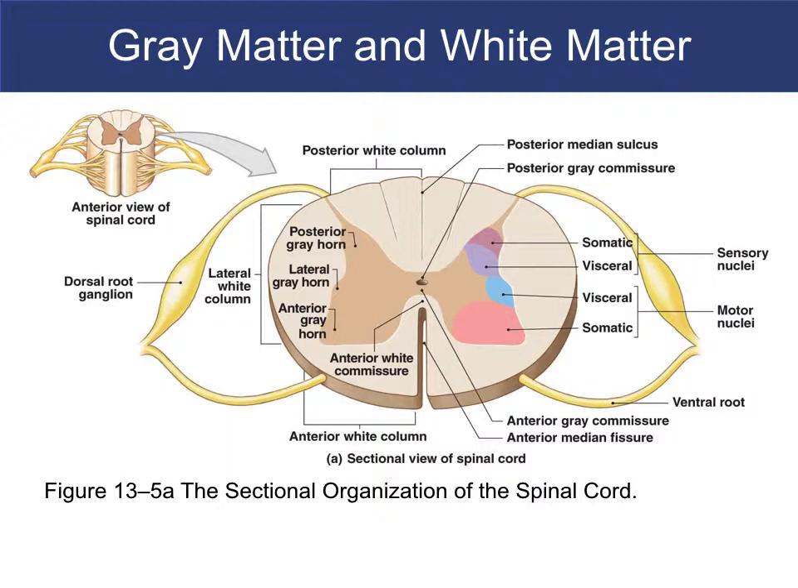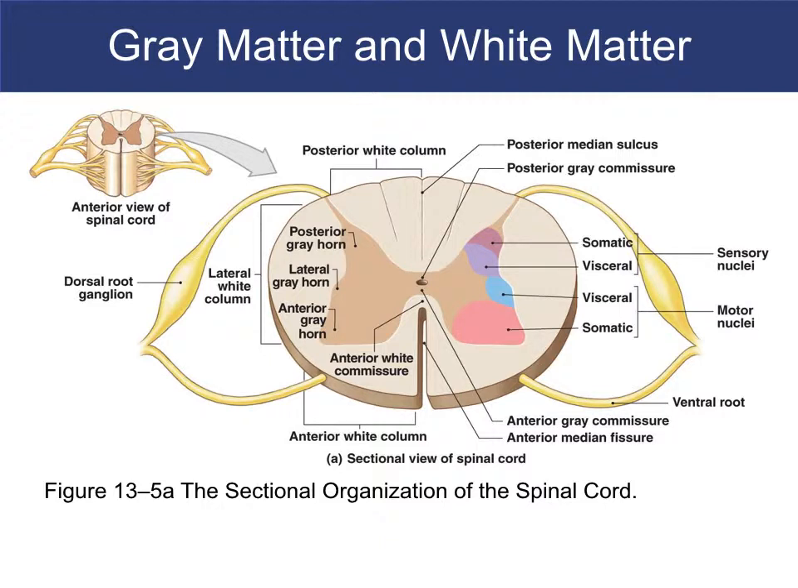Then these white areas out here are called lateral white columns. These would be the posterior white columns up in here, and these would be the anterior white columns down here. Notice that there are two areas of gray commissures. The anterior gray commissure, see this is gray matter, is the part carrying messages back and forth from side to side. And just behind the central canal here is the posterior gray commissure, also carrying messages from side to side.